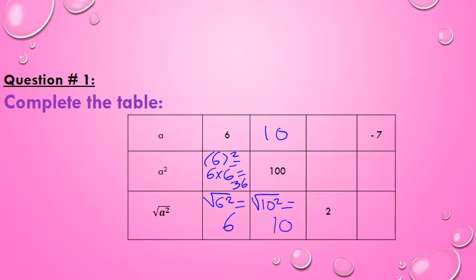Ali, radical A squared is 2. What is A squared? A squared is 4. A is 2.